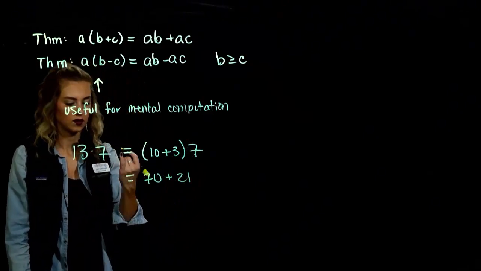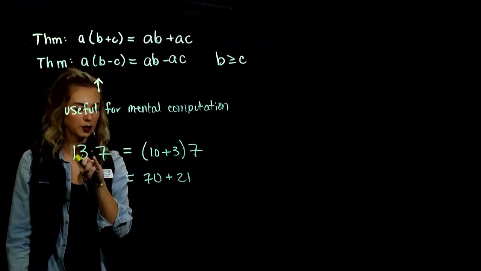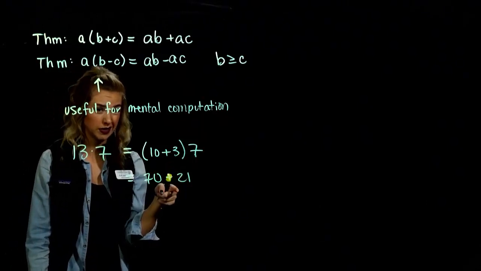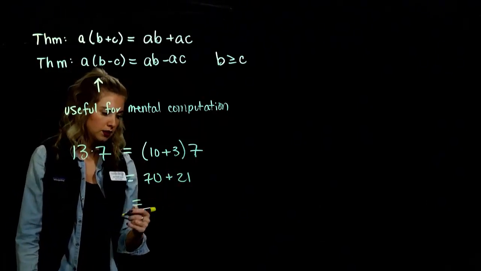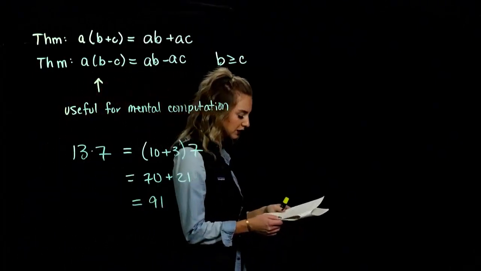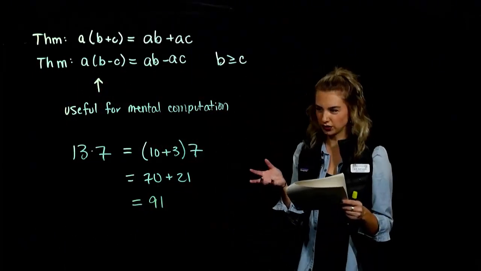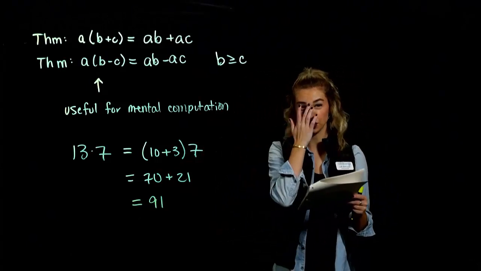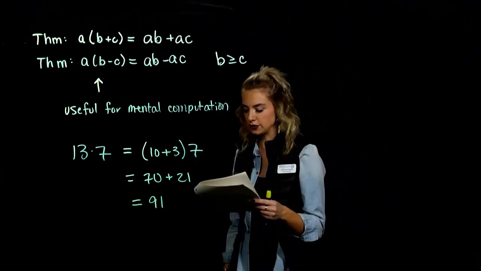Now again, we've broken a complicated multiplication down into a simple arithmetic addition problem. 70 and 21 together gives us 91. So again, students gravitate towards that because it's a little bit easier to compute on the fly, mental computation.